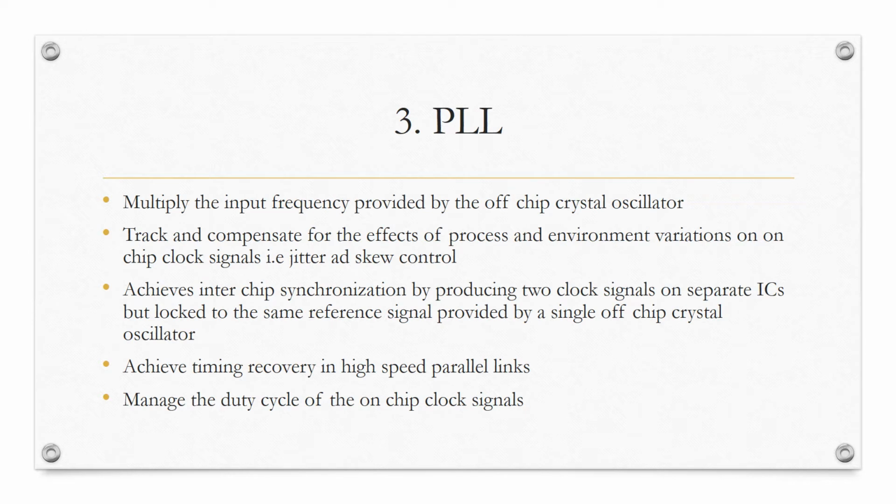So what is PLL? PLL is used to multiply the input frequency provided by an off-chip crystal generator to generate the on-chip clock signal. Not only that, it tracks and compensates for the effects of process and environment variations on the generated clock signal. It means it controls jitter and skew. It achieves inter-chip synchronization by producing two clock signals on separate ICs, both locked to the same reference signal provided by a single off-chip crystal oscillator. It achieves timing recovery in high-speed parallel links and manages the duty cycle of on-chip clocks.